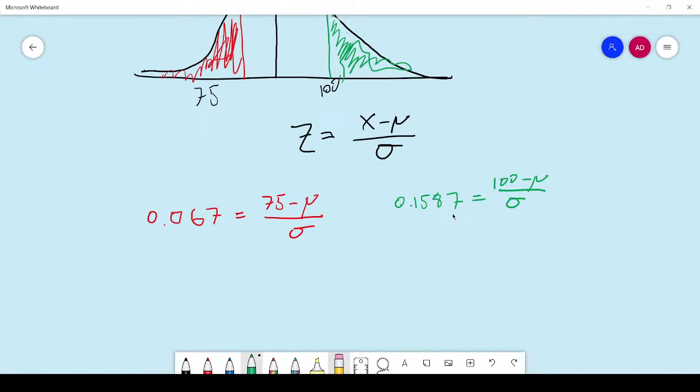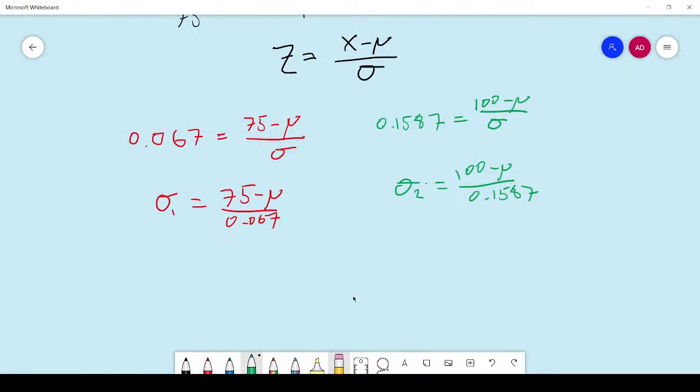So let's just hop in and do that. Let's rearrange these so that sigma is the subject. So we would times by sigma to get it to the left, and then we would divide by this so they swap places. So we should end up with something like this. And then for the green side, let's call that sigma 2. We'll call this sigma 1. Equals 100 minus mu over 0.1587.